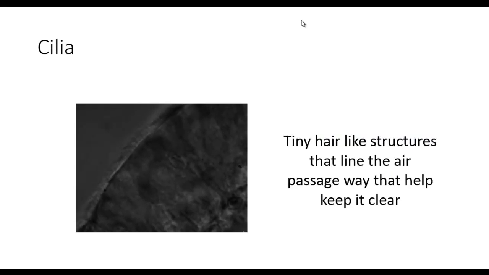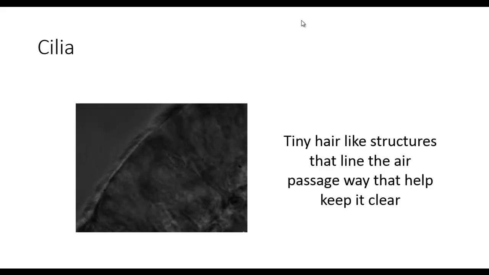Cilia. These are tiny hair-like structures, and as you can see, it looks kind of cool here. The cilia are the things that are moving in this picture. They line the air passageway and help keep it clear. Sometimes if you cough up some mucus or something like that, that's part of the cilia gathering this, to allow the body to expel it.